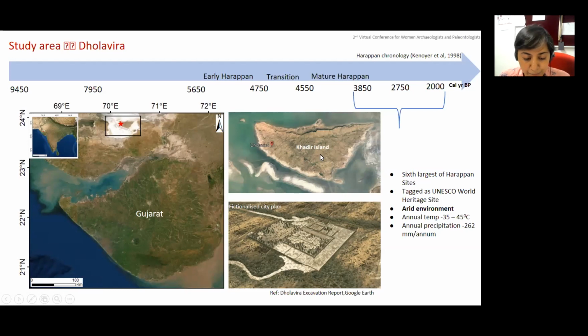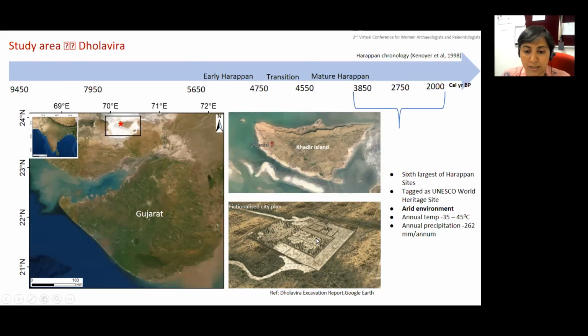This area is called the Rann of Kutch, and it's in the western part of India. The environment is extremely arid with annual precipitation of 262 millimeters of rain per annum. So here is the view of the island, and the site is around 5,000 years old.